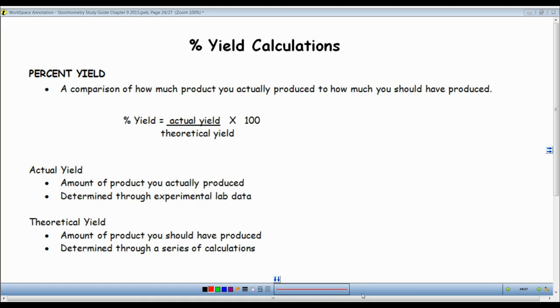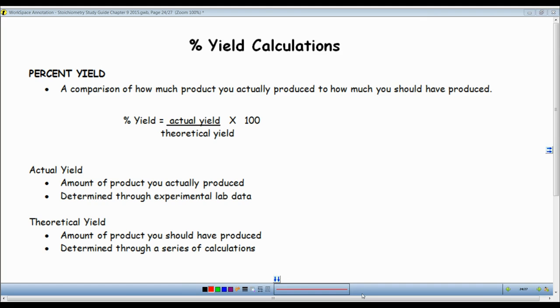All right, I can't believe we're here. It's the last section in this stoichiometry unit on percent yield calculations. We've done this in the lab, and we will continue to do this in the lab. Calculating a percent yield lets us look at the accuracy of our results. It's a comparison of how much product you actually collected versus how much product you were supposed to collect.